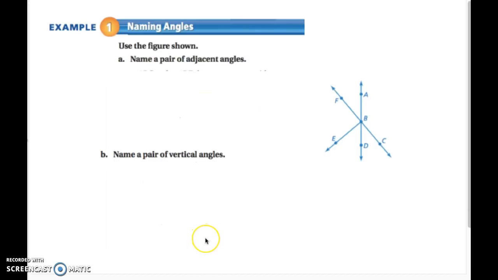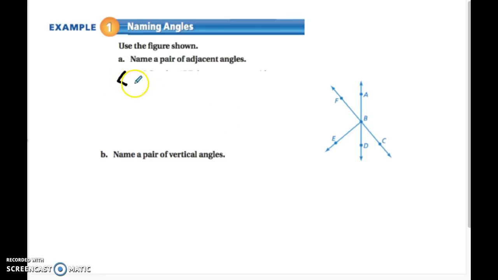So let's name some angles. Look at this figure to the right. And we want to find a pair of adjacent angles. So a pair means 2. When we name angles, we want to write the little angle symbol, and then we need 3 letters. It doesn't matter the order you start writing. So if I was going to say angle ABF, I could also call it FBA, but it does matter that the B has to be in the middle. Whatever point is at the vertex, that goes in the middle.